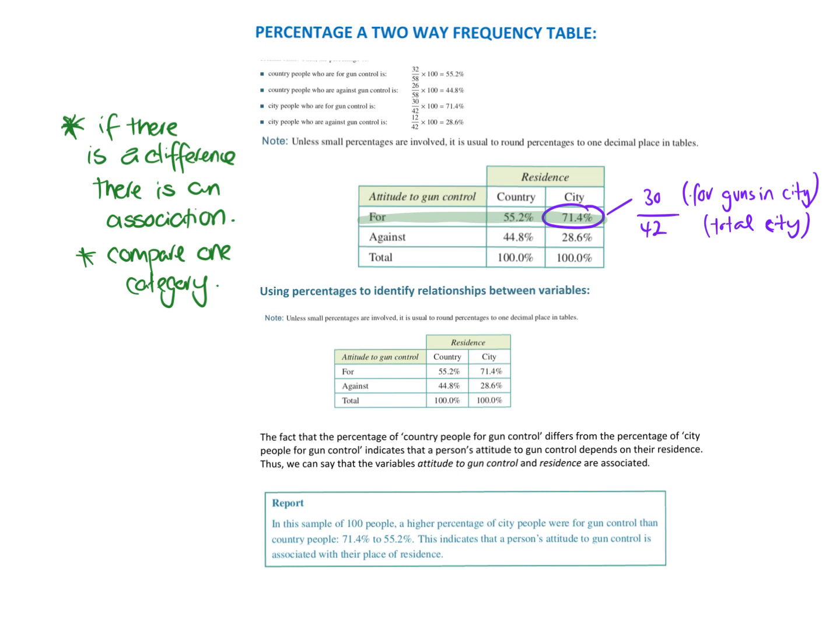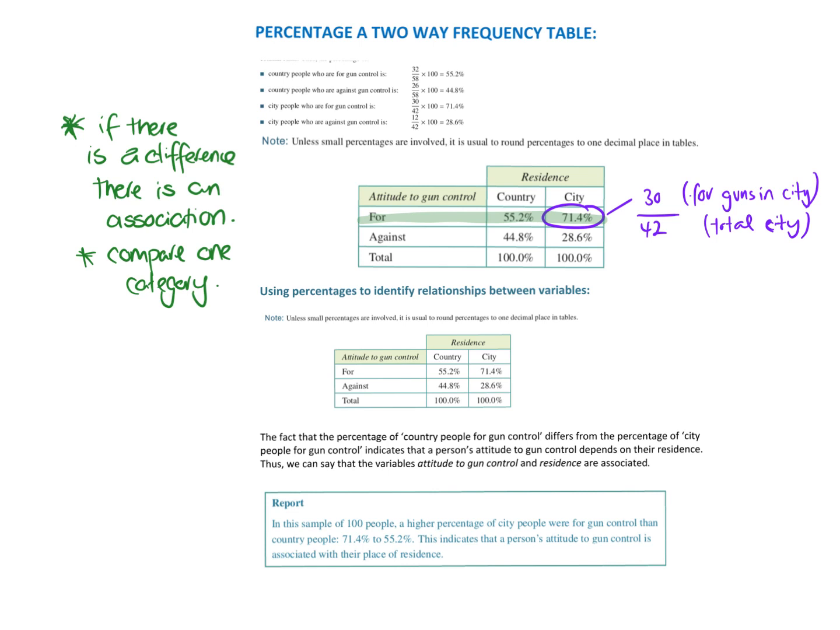So we'll say we think there's an association between attitude to gun control and residence, as we saw 55% of the country people were for, which was less than the 71.4% that the city were for. Okay, so can you see I'm going to compare the same category, use stats, and also comment that there's a difference. So I said one was more, one was less, whichever way you're talking. As long as you're saying there's a difference there, that's what they'll be looking for.